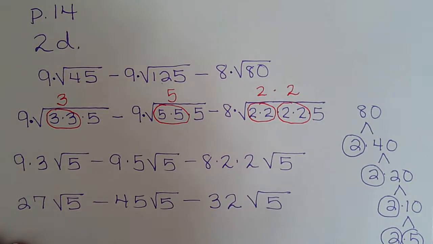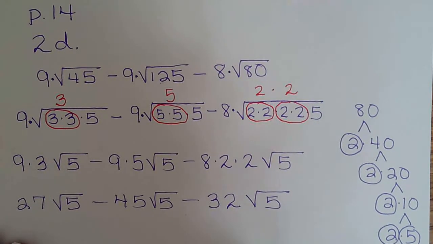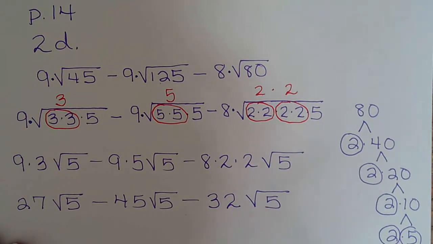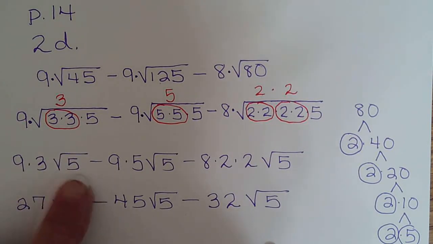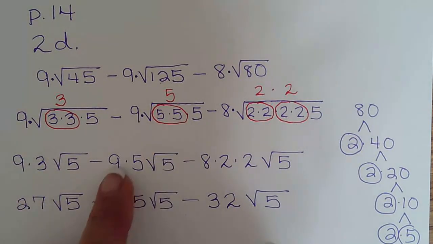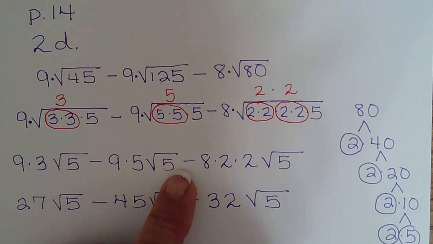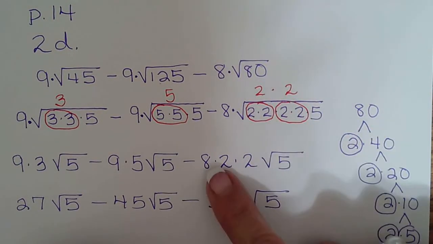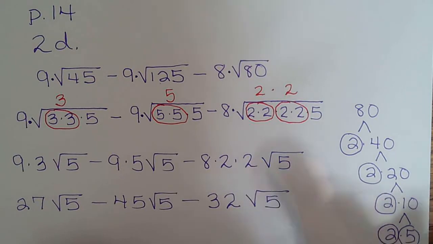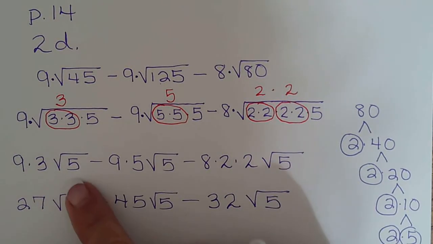Okay, let's go ahead and finish up this 2D that we were doing on a separate sheet of paper. So 3 came out. There were 2 3s, so that's 9 times 3 radical 5. A 5 came out, so that's 9 times 5 radical 5. A 2 came out here. Another 2 came out, 8 times 2 times 2 radical 5. And I see they're all like terms.